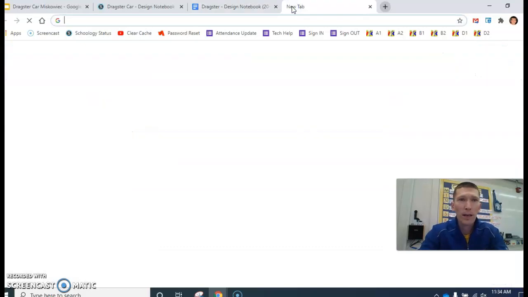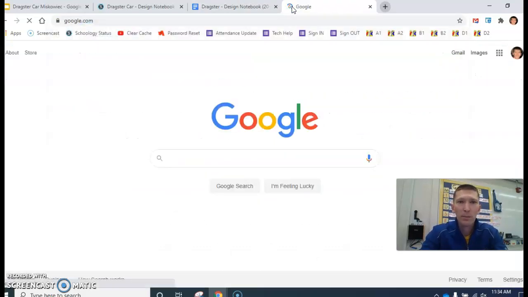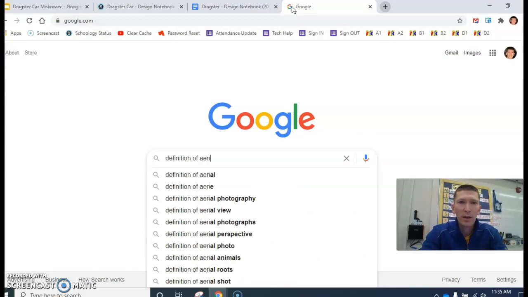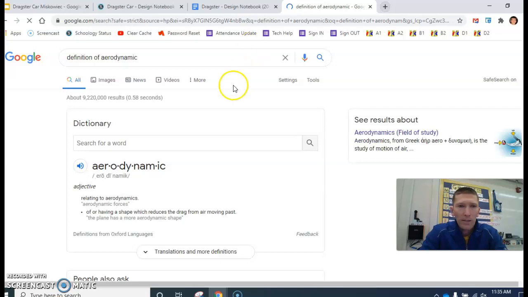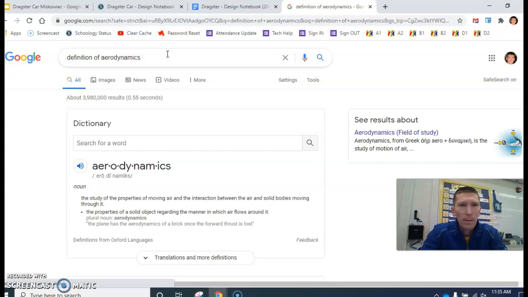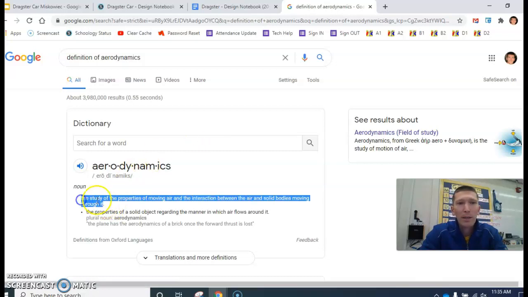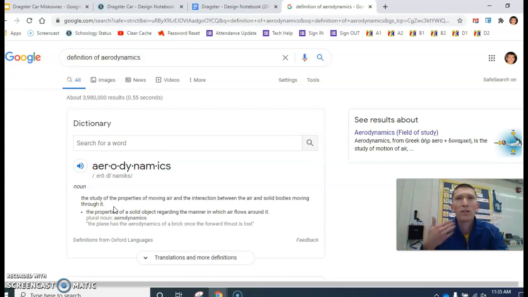So I'll open up a new tab, go to Google, and I'm going to just type in definition of aerodynamics. And so I can see Google here. It says the study of properties of moving air and the interaction between the air and solid bodies moving through it. Again, don't just copy and paste that. If I were to shut this screen or you were to shut this screen, you should be able to understand it in your own head without just memorizing it or looking up what's in your design notebook.